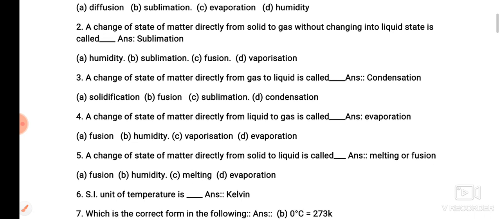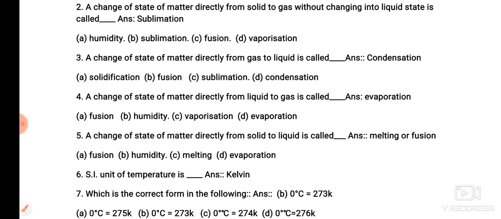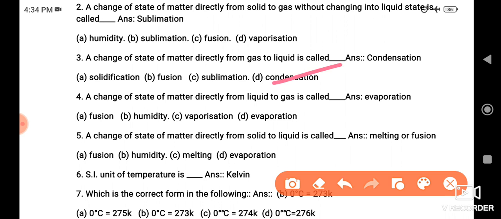Question number 3. A change of state of matter directly from gas to liquid is called condensation. The change of state from gas to liquid is known as condensation on cooling. So vapor on cooling changes to liquid, and that process is called condensation. All of you remember? So option number D will be the correct option. Next, a change of state of matter directly from liquid to gas. So the change of state from liquid directly to gas happens on heating, and the process is called evaporation. Okay, so the answer will be evaporation, option number D.